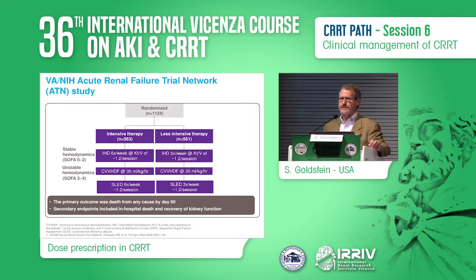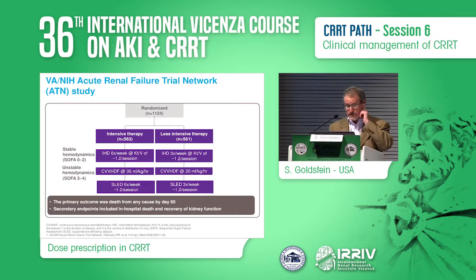So the patients who received the less intensive strategy received intermittent hemodialysis 3 times a week with a Kt/V that was measured at 1.2, and patients who received CVVH as they got sicker received 20 mils per kilo per hour or SLED. Patients who were randomized to the intensive arm received 6 times weekly intermittent hemodialysis, and those who became more unstable received 35 mils per kilo per hour.